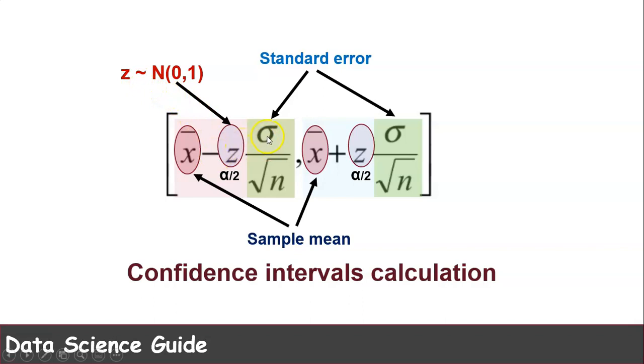And sigma is the standard deviation, which is known in this case, because here we are calculating the confidence interval where the population variance or standard deviation is known, divided by square root of the sample size, or lowercase n. And as you see, we have here alpha divided by 2. We are taking the right and the left side of the interval level.